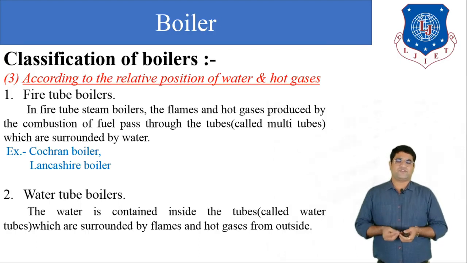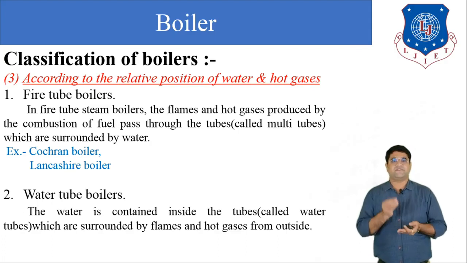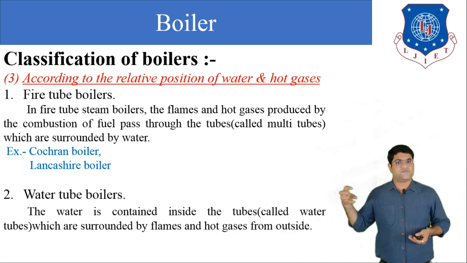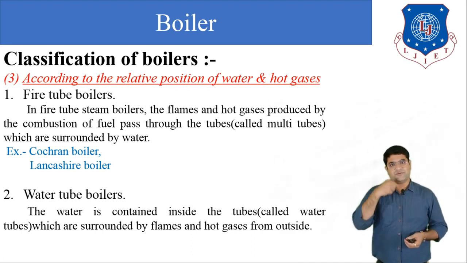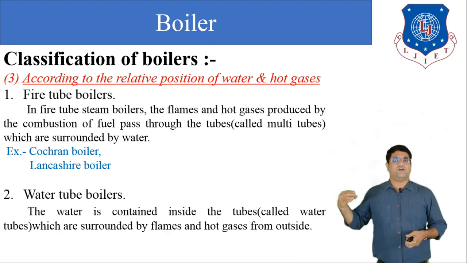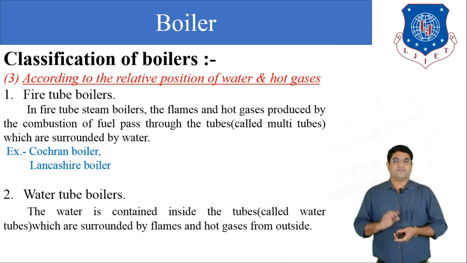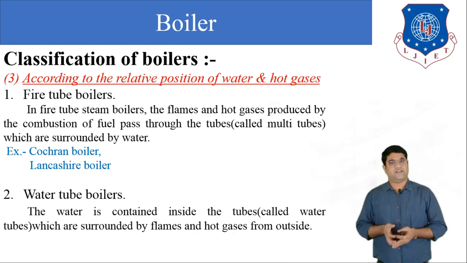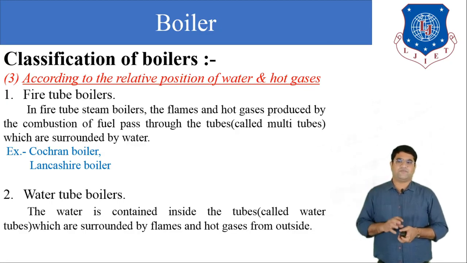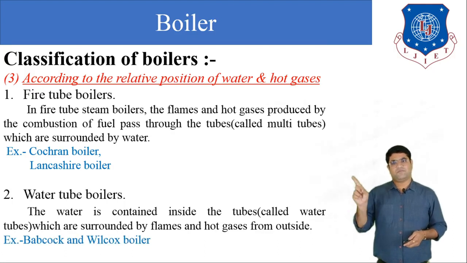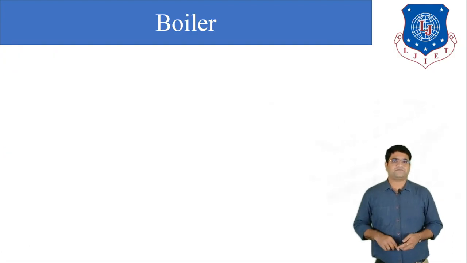Okay, so according to the position of the water and the flue gases, we can categorize boilers into the fire tube boiler and the water tube boiler. In the fire tube boiler, the flue gases travel inside the tube and water surrounds the tube, and in the water tube boiler, water is circulated in the tube and the flue gases surround the tube. So this is the simple difference between the fire tube boiler and the water tube boiler. Now the example of the fire tube boiler is the Lancashire boiler. The example of the water tube boiler is the Babcock and Wilcox boiler. So this is all about the fire tube and the water tube boiler.